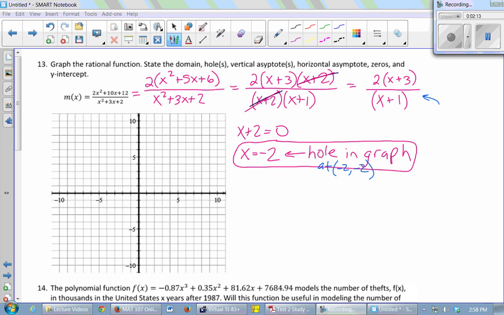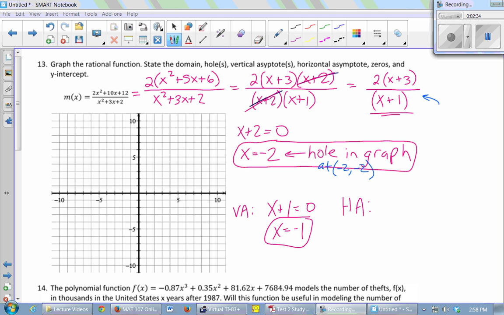Okay, and then I can get a vertical asymptote. Vertical asymptotes happen when you take the remaining factor in the denominator, the one that hasn't been canceled. We set that equal to 0 and solve it. And there's my vertical asymptote.